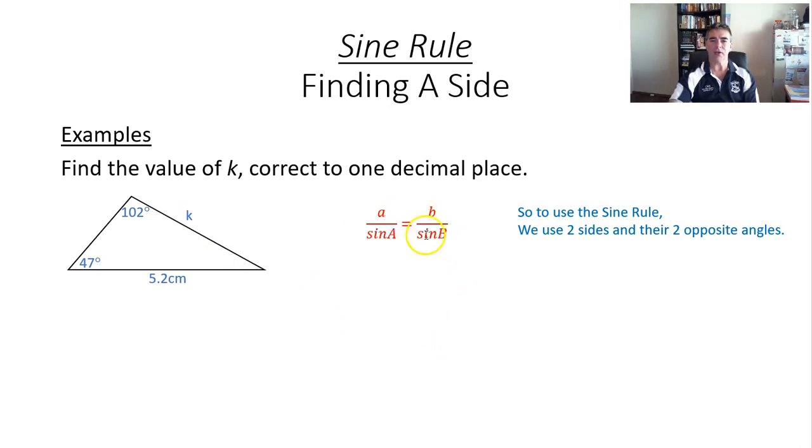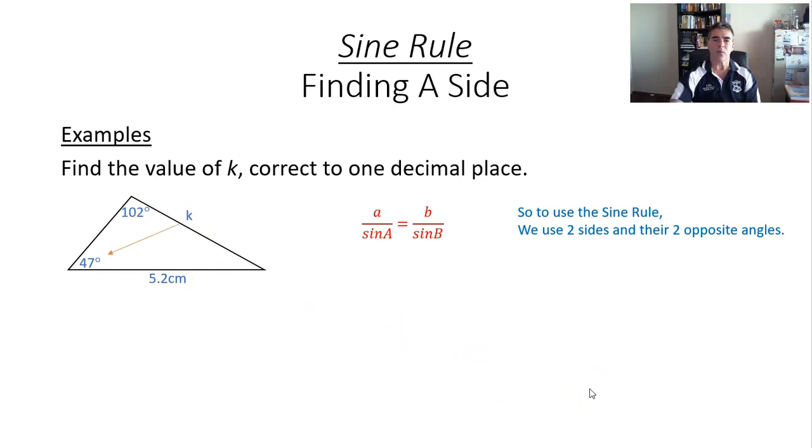As I said, we only need two parts. We have two sides and we have their opposite angles. So we need to make sure we recognize this. Sure, we don't know what one of the sides is, we're trying to find it, but we're using two sides and their two opposite angles.